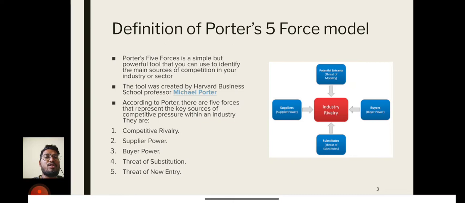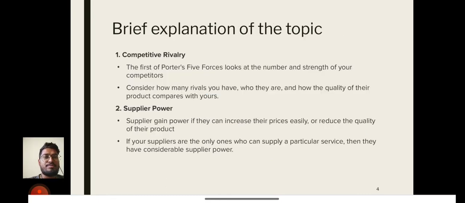Porter's 5 Force Model is a simple but powerful tool that you can use to identify the main sources of competition in your industry or sector. The tool was created by Harvard Business School Professor Michael Porter. According to Porter, there are 5 forces that represent the key sources of competitive pressure within an industry. They are as follows: competitive rivalry, supplier power, buyer power, threat of substitution, threat of new entry. So let's see the diagram, and now let's elaborate the 5 topics of Porter's 5 Force Model.